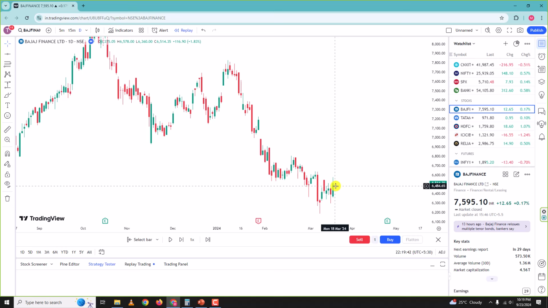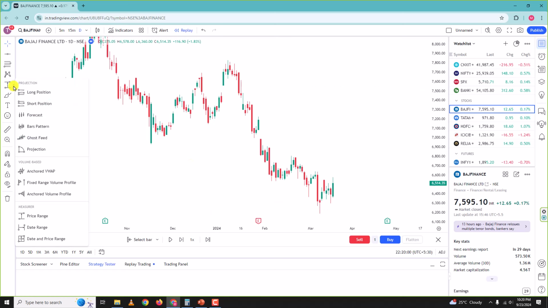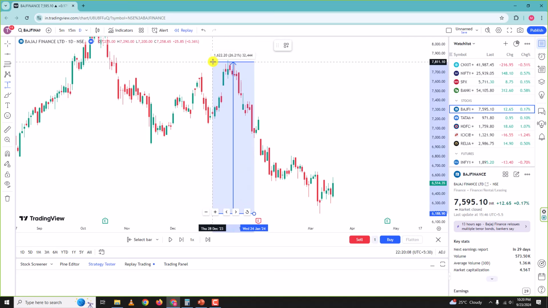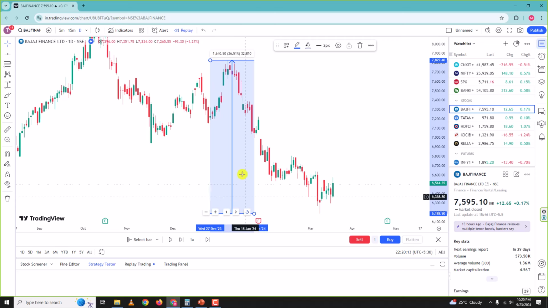Okay. Now the first thing that you have to recognize is the recent swing high and swing low. So this is recent swing high, this is recent swing low, and I want you to mark it. You have different tools to mark it, but the one that I use is price range. So I'll select from here till here, and I can see that it is a total of 1640 points or rupees. Okay.